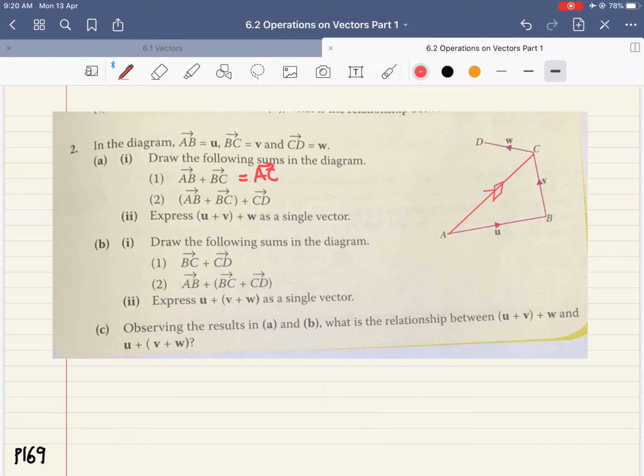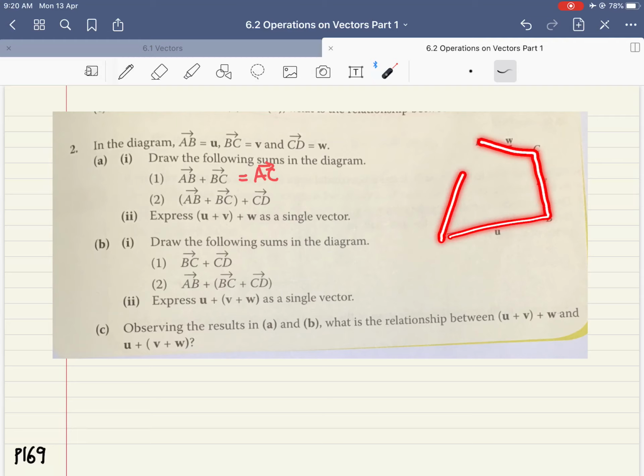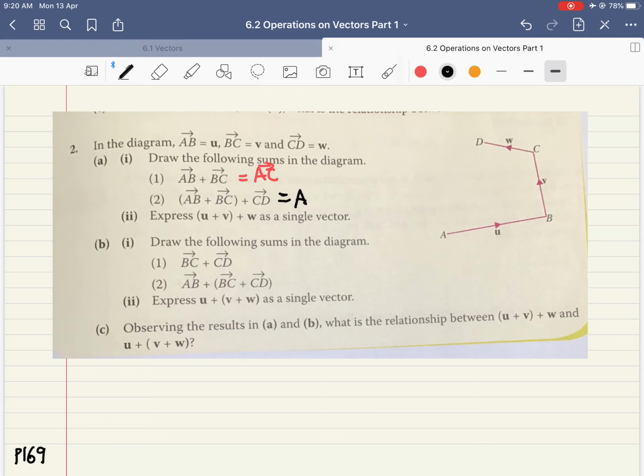Now, for the next part, number 2, down here, AB plus BC plus CD. What happens here is this. We are moving from AB plus BC plus CD. The resultant vector is actually AD. So I'll write down that this is equal to AD. Let me just draw it out for you.